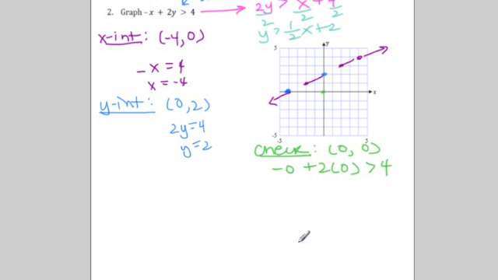Well, negative 0 plus 2 times 0 is all 0. So on my left-hand side, I have 0. Is 0 greater than 4? That is false. So I do not want to shade where the point 0, 0 is. I want to shade on the other side, which is also greater than or above. So my answer for number 2 is there.